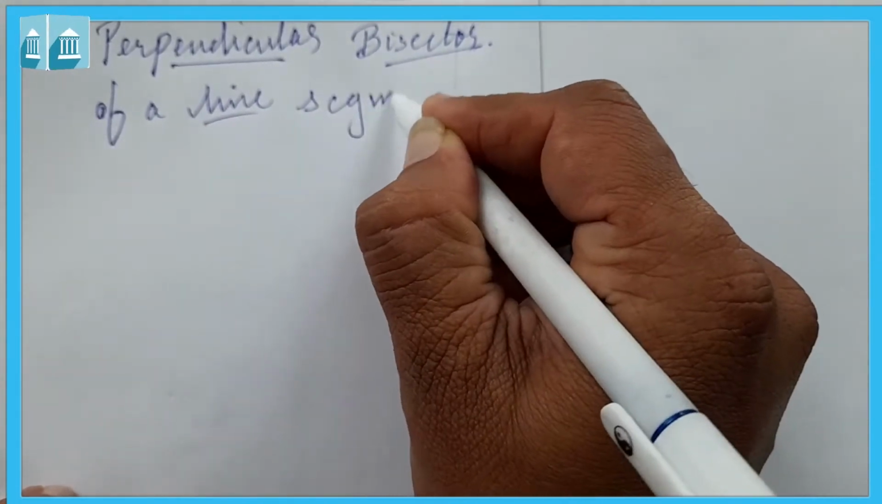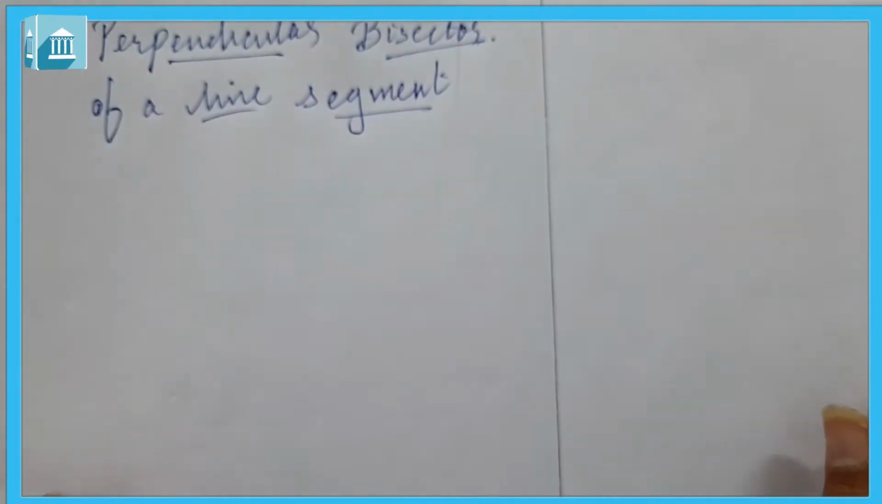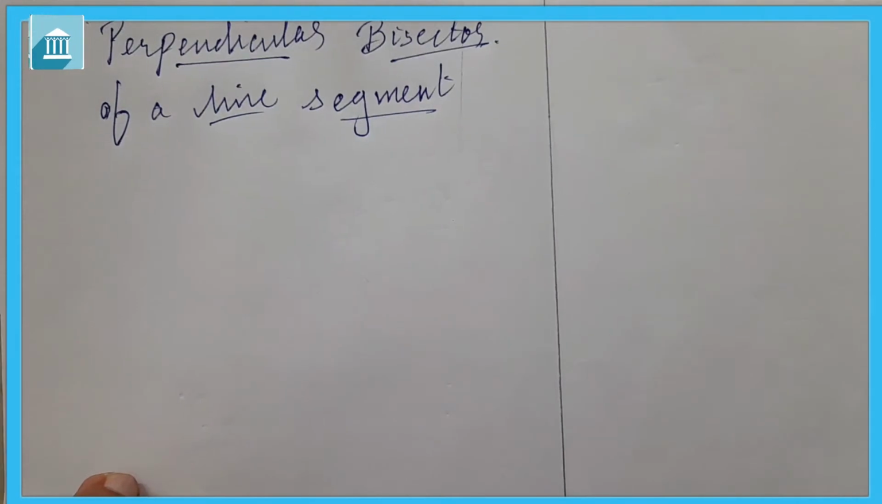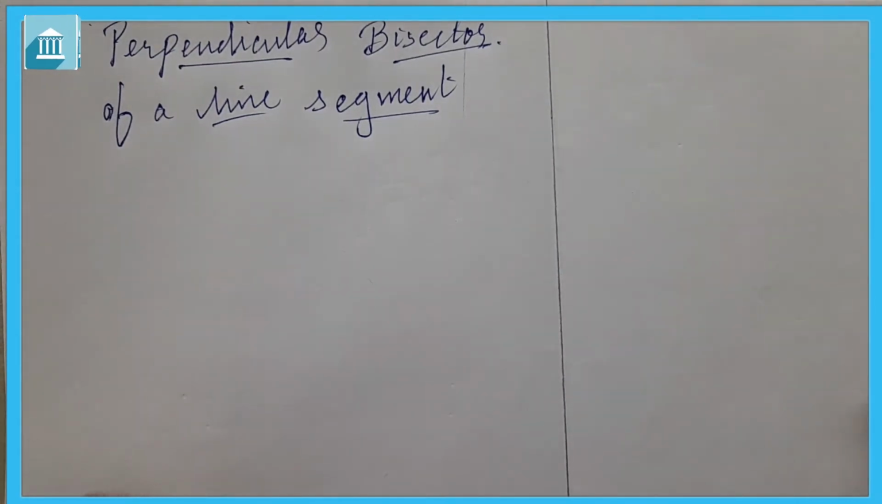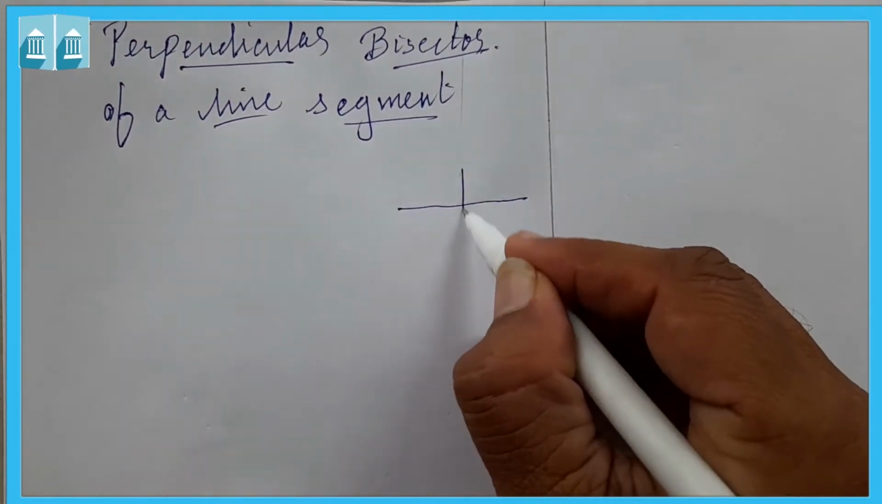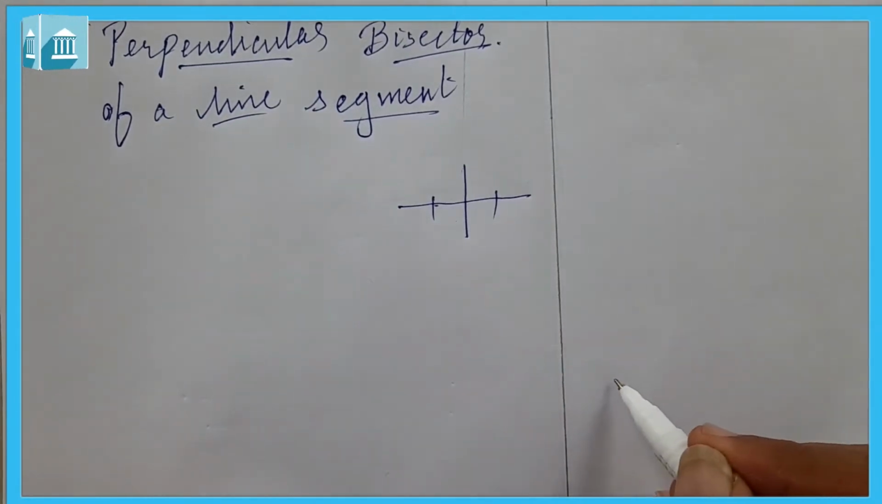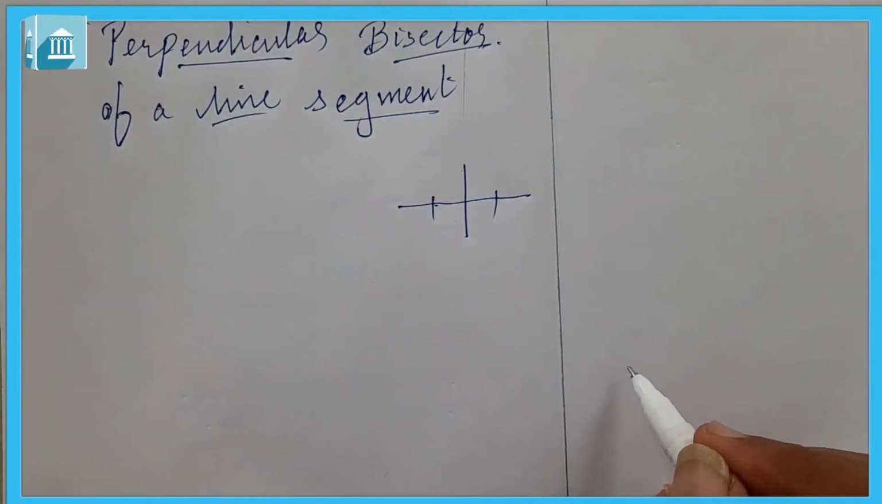First, let us understand what a perpendicular bisector is. A perpendicular bisector means a line which divides another line segment into two equal parts. मतलब अगर ये एक लाइन सेगमेंट है, उस पर अगर आप परपेंडिकुलर बाइसेक्टर ड्रॉ करते हो, तो this side and this side will be equal. That is the perpendicular bisector.